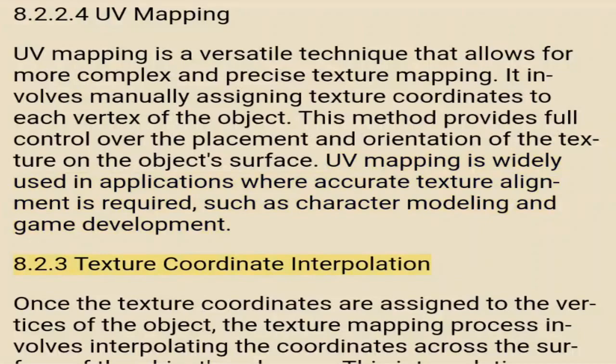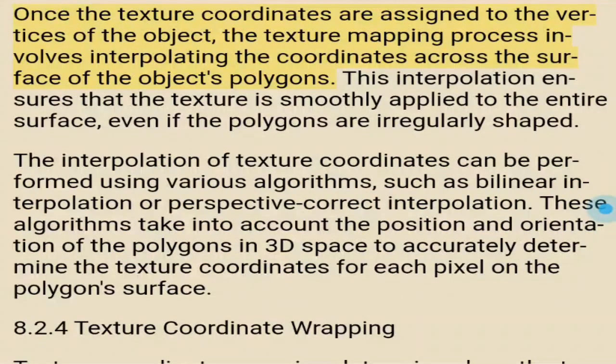8.2.3 Texture Coordinate Interpolation. Once the texture coordinates are assigned to the vertices of the object, the texture mapping process involves interpolating the coordinates across the surface of the object's polygons. This interpolation ensures that the texture is smoothly applied to the entire surface, even if the polygons are irregularly shaped. The interpolation of texture coordinates can be performed using various algorithms, such as bilinear interpolation or perspective correct interpolation. These algorithms take into account the position and orientation of the polygons in 3D space to accurately determine the texture coordinates for each pixel on the polygon's surface.